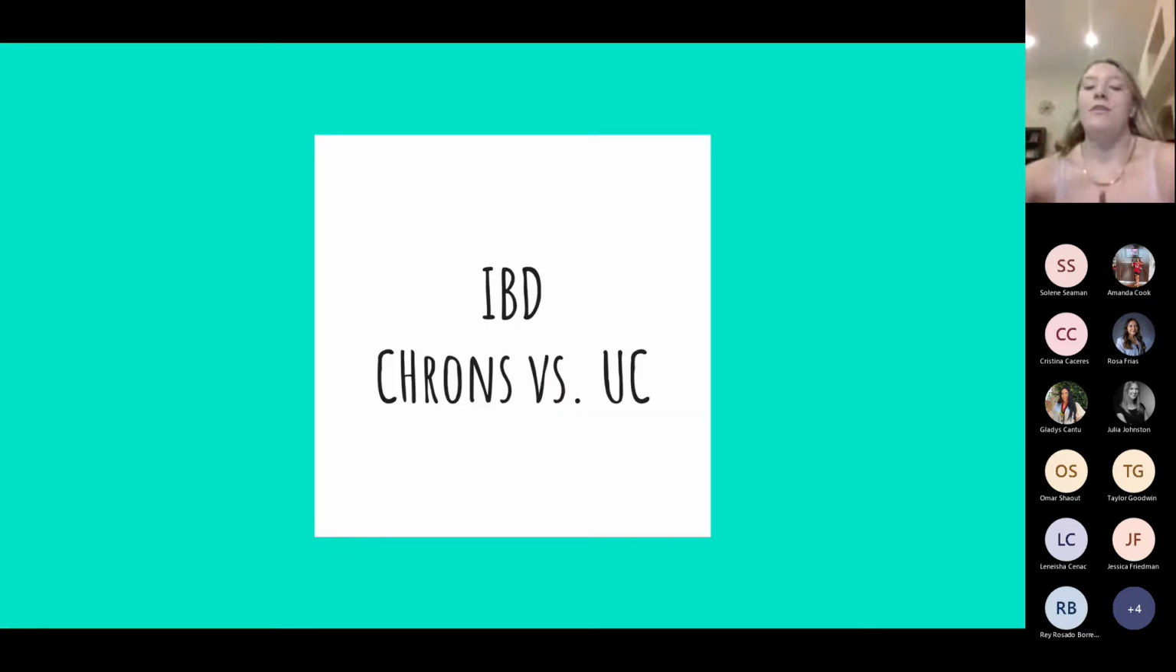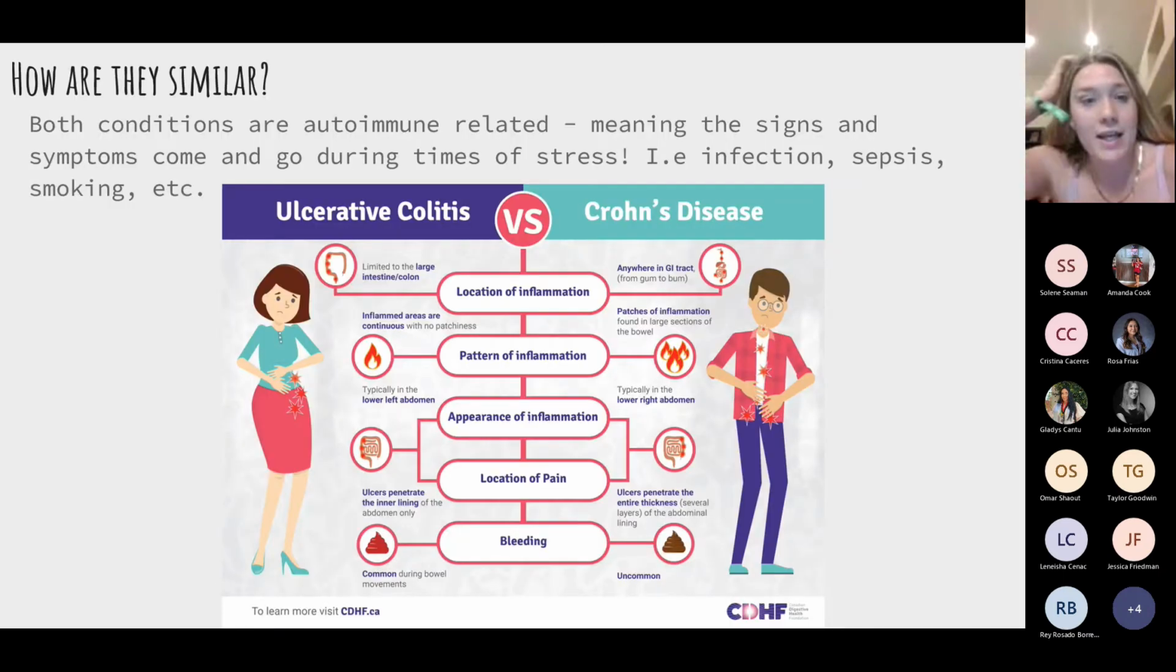So let's talk about inflammatory bowel disease. We can categorize IBD into two different types of pathologies. You have ulcerative colitis and you have Crohn's disease. They're really similar in the fact that both are autoimmune related.